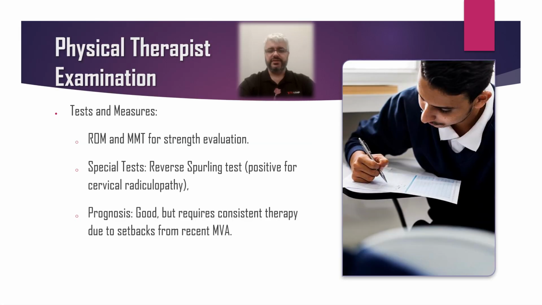During his physical therapy evaluation, we performed range of motion and manual muscle testing to assess his movement and strength. Special tests included the reverse Spurling test, which was positive, indicating cervical radiculopathy. Based on these findings, the patient's prognosis is good with continued therapy, although recent setbacks from his accidents make steady improvement essential.